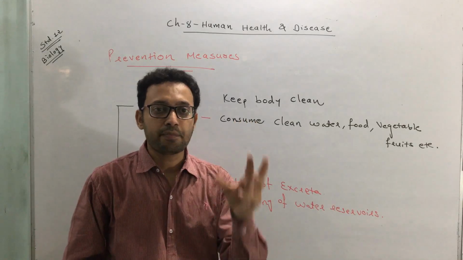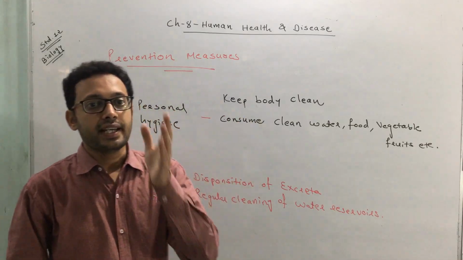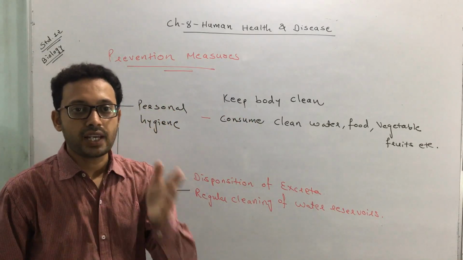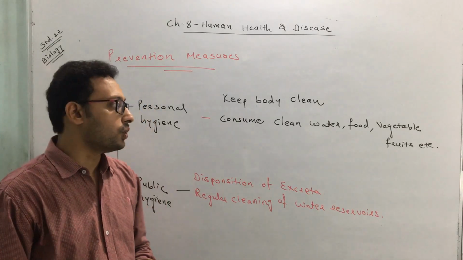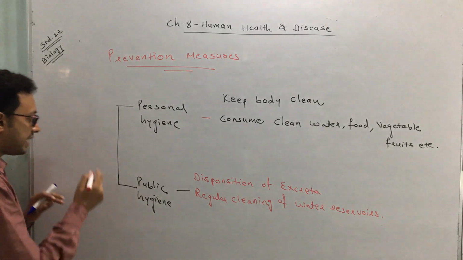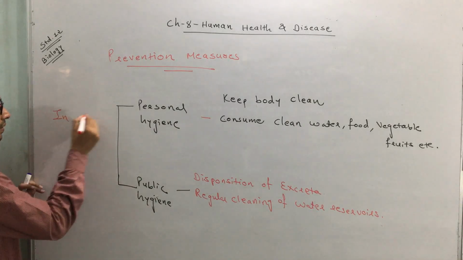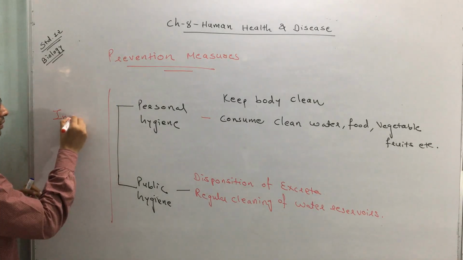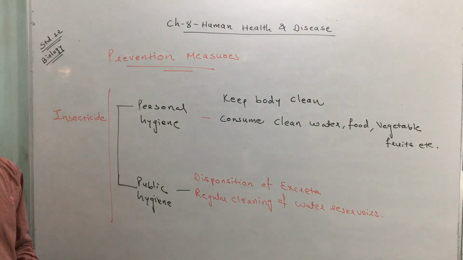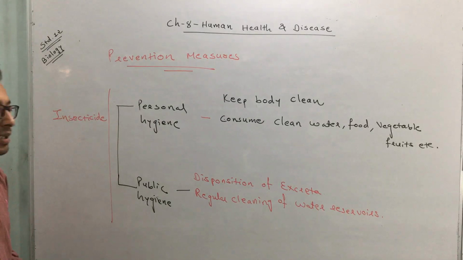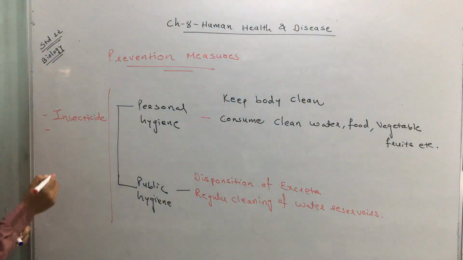So we have to keep the numbers of this vector limited, like housefly and mosquito numbers, that has to be controlled. And how can we control it? We can use insecticides, because insecticides kill these insects, housefly and mosquito. Okay, we should use insecticides.